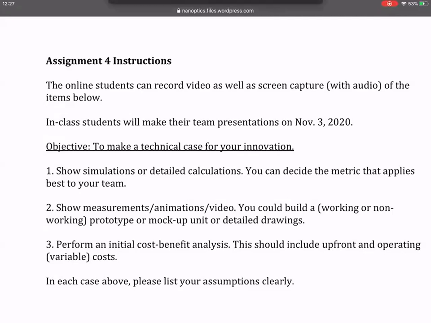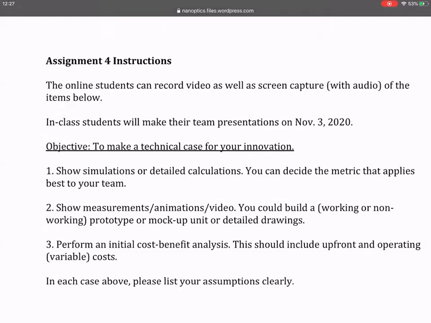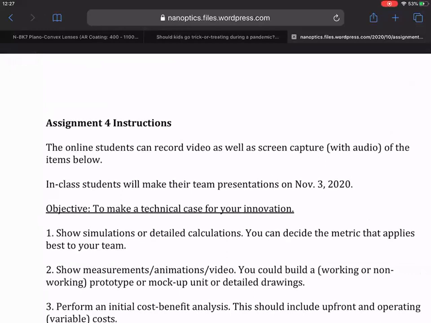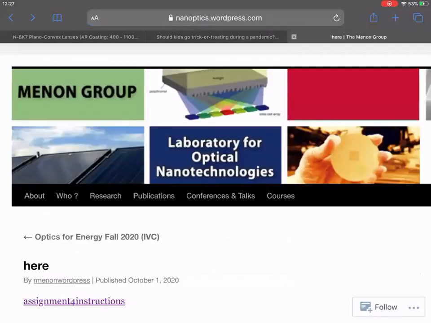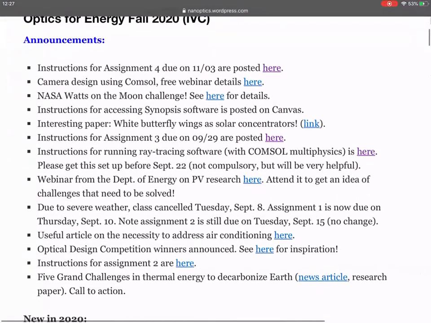And the third thing is to perform this initial cost-benefit analysis. This should include some upfront capital costs, as many of you know, plus the operating variable costs. And this can be a first step. In assignment 5, you will do this a little more carefully. In each case, of course, list your assumptions. And I know this is about a month away, a little more than a month away, so you may not think about it, but these things take time, so I would recommend starting to work on it soon.